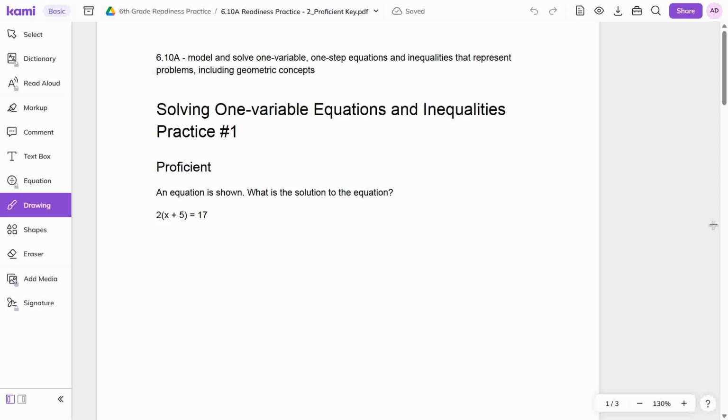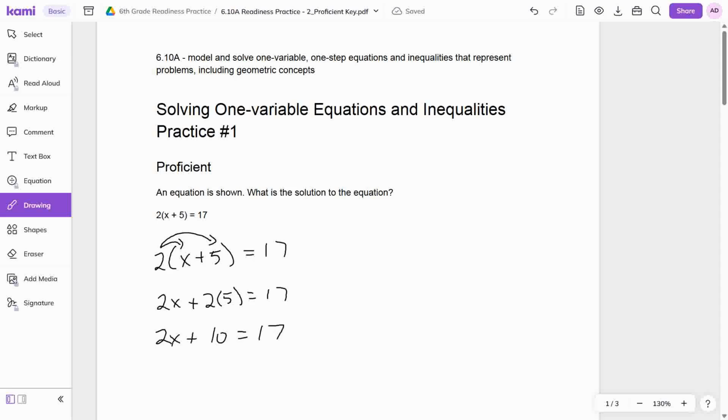So we need to solve this equation, which means I'm looking for x. And right now I need to distribute using the distributive property. So I'm going to multiply that 2 out to the x and to the 5. So what I'm going to get is a 2x. I'm going to keep the addition. Then I'm going to get 2 times 5 equals 17. So I can simplify. My 2 times 5 equals 10.